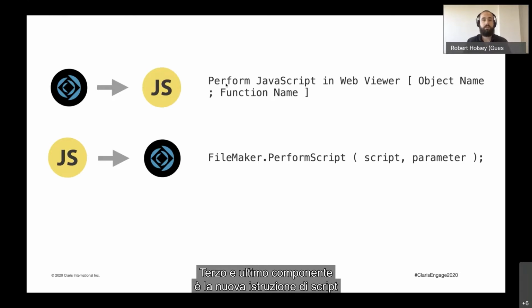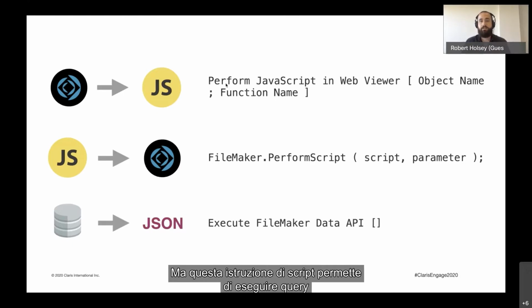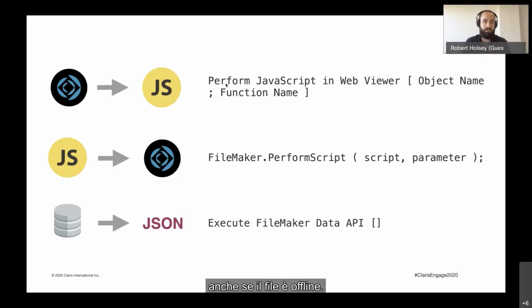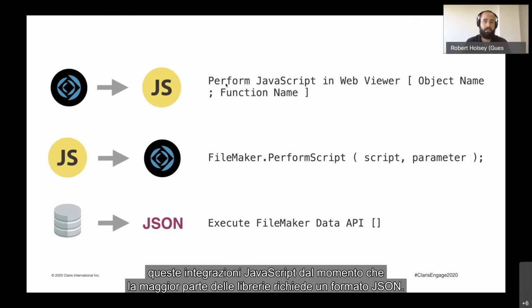The third and final piece is a new script step called Execute Data API. This is very similar to using the data API that you've been using in market for a while now, but this script step allows you to do the query even when the file is offline. And of course, this returns back to you the data that you queried in the form of a JSON object, which is really helpful for these JavaScript integrations since most libraries are looking for JSON.